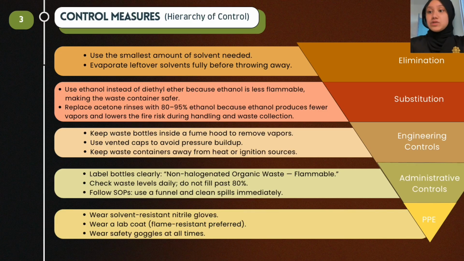For the administrative controls, label the waste bottles clearly as non-halogenated organic waste, flammable, and then check the waste levels daily. We need to make sure that it does not fill past 80%. Then follow the SOP, use a funnel, and also clean spills immediately. And lastly, for the PPE, wear solvent-resistant nitrile gloves, wear a flame-resistant lab coat, and lastly, wear safety goggles at all times.